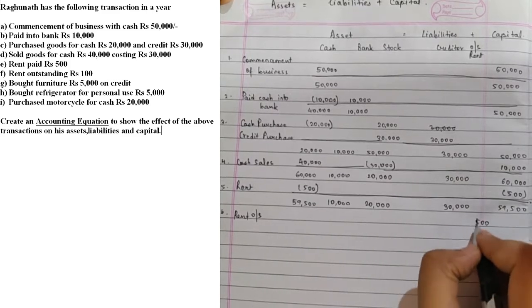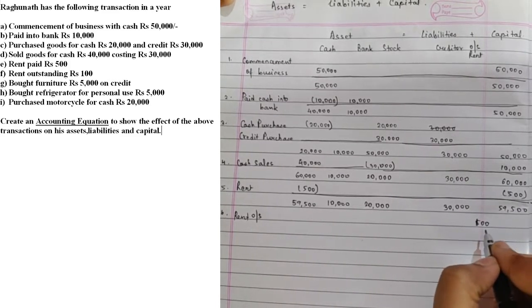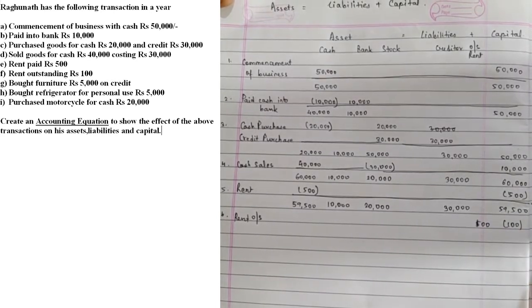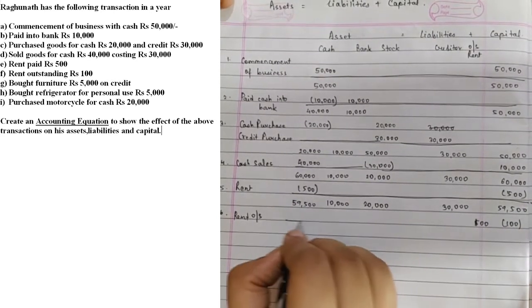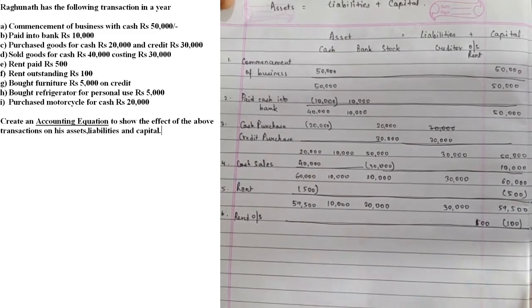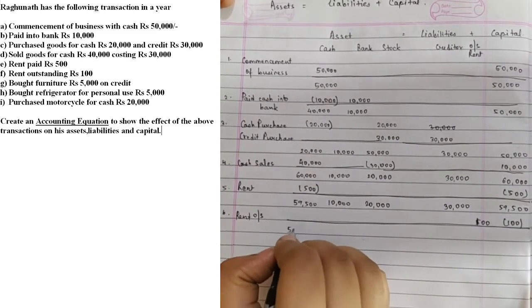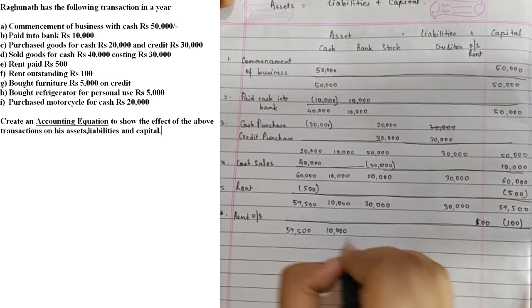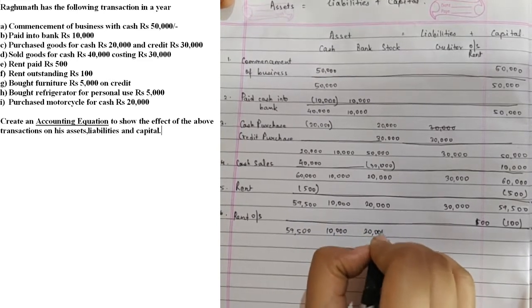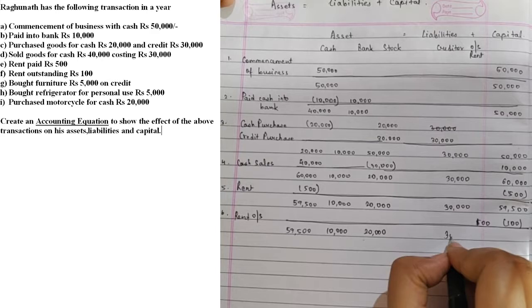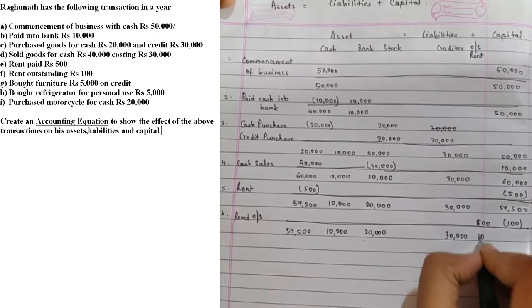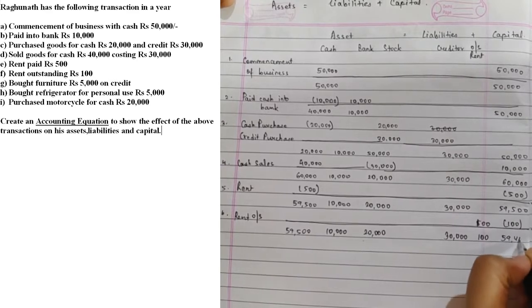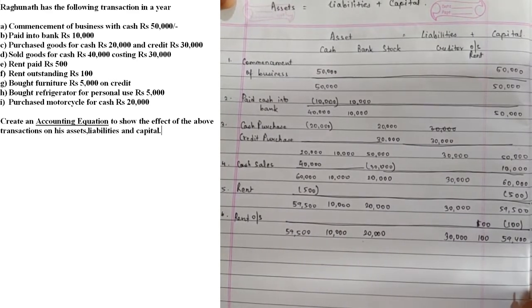Now, sorry, 100 rupees. Now this is also an expense, so it will reduce my capital. So at the end of the transaction, the balances are 59,500 cash, 10,000 bank, 20,000 worth stock, 30,000 creditors, 100 is the outstanding expense, and 59,400 is my capital.